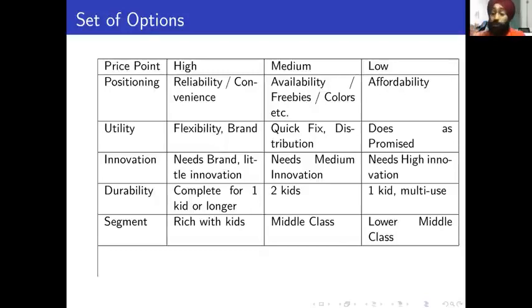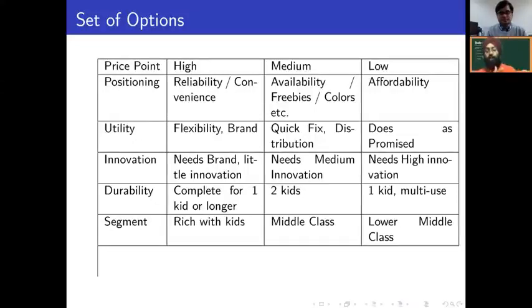You will have to, of course, give freebies, right? Free stuff is good. I will give you a subscription to a newspaper. I will give you a subscription to a baby magazine. I will give you maybe some baby clothes, maybe a baby voucher, whatever, right? You need to give some colors. If your product price is low, then you are playing on affordability. Your product is affordable to people who do not have all this money, right?